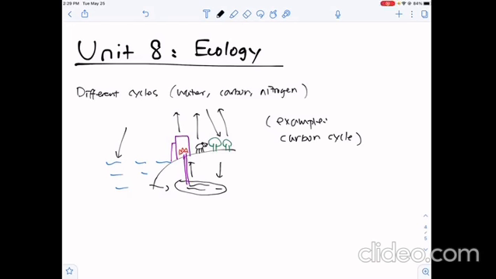Unit 8 is ecology, and one important thing to know is the different cycles of matter. And here is an example of a carbon cycle. So the arrows indicate processes such as photosynthesis, respiration, combustion, etc. And this is actually one of the simpler cycles. I think the nitrogen cycle is more complicated.